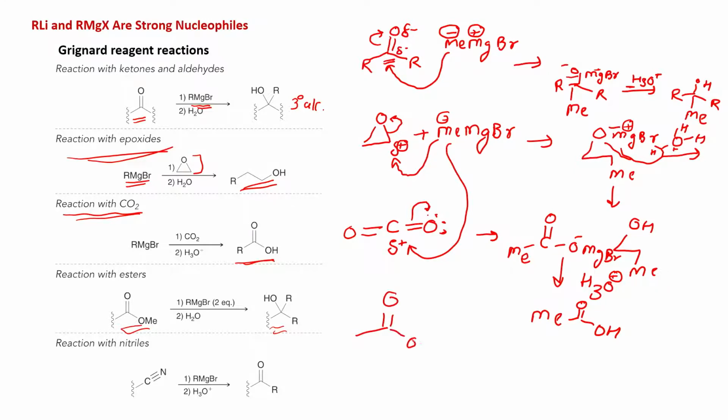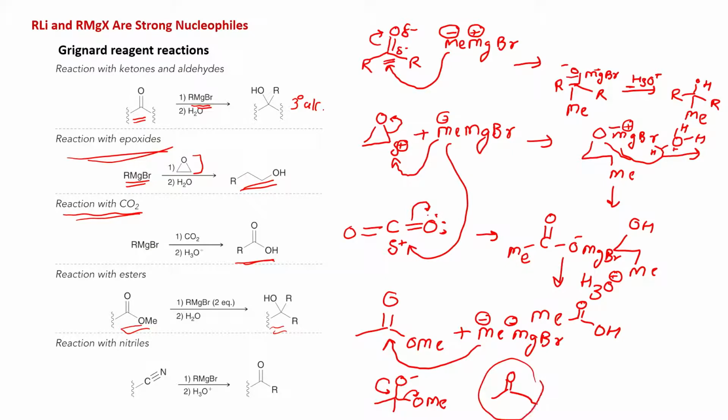And similarly with ester you will get tertiary alcohol and its mechanism is, this is your ester reacting with methyl magnesium bromide. This methyl acts as a nucleophile, reacts on this carbocation, you will get oxygen negative, methyl, OMe. So this electron will return back and OMe is a leaving group, so you will get your ketone, and we know ketone when reacted with Grignard reagent gives you tertiary alcohol.